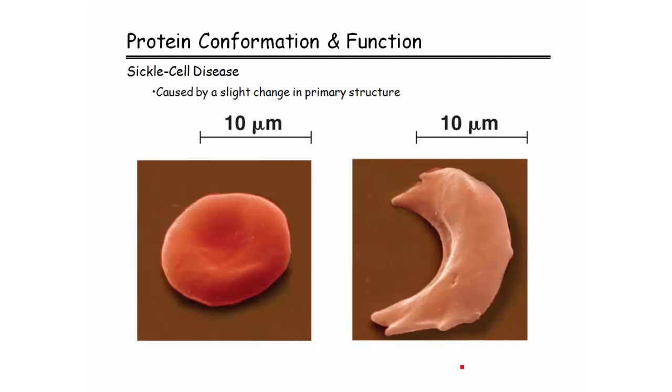So this example is just to show you that sometimes it just takes one minor change at the very beginning of everything in the primary structure, and it alters the rest of the shape of the protein. Although it may look like a very slight alteration, it does change the function of the protein or the way it interacts with other molecules inside the cell.